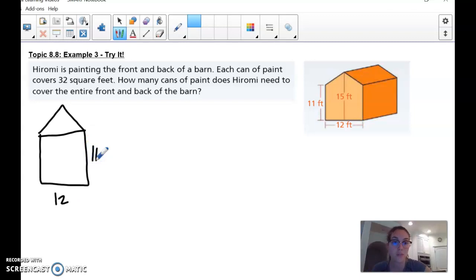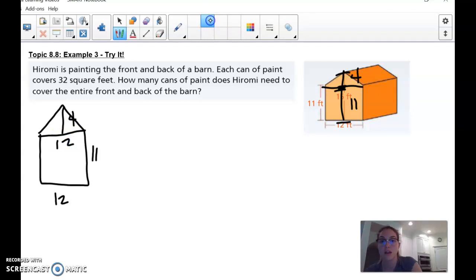And then over here on our picture, if I divide this one, it looks like their entire height was 15. But we know that from our bottom to right about there is 11. So if the whole thing is 15, that piece is 11. Whatever's left is this top height. So 15 minus 11 is 4. So the height of this triangle is going to be 4. And the base of that triangle is also 12.